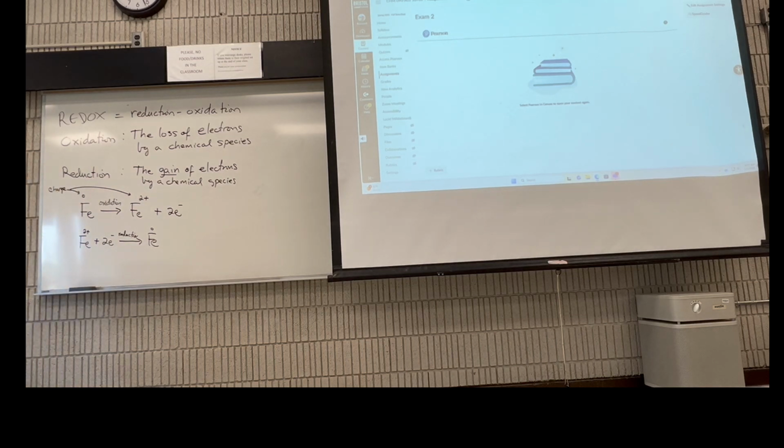Still confusing, right? Now, look at the charges. What happened to the charge of iron in the reduction example? It went from 2 plus to 0. It got reduced. The charge is what is being reduced, not the number of electrons. And that's why it's confusing. Because when they first described the term reduction, they were looking at the reduction in the charge, not at the number of electrons.